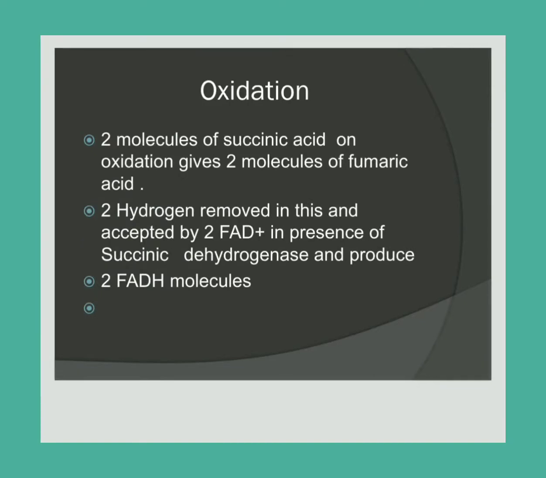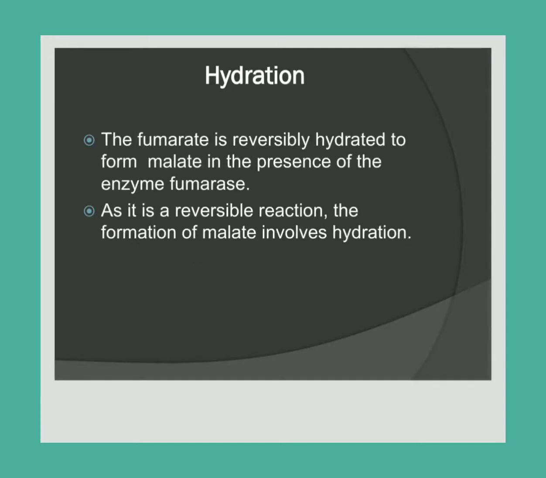Next, oxidation. The 2 molecules of succinic acid on oxidation give 2 molecules of fumaric acid. 2 hydrogens are removed in this and accepted by the 2 FAD, so they will become 2 FADH2 molecules, and this takes place in the presence of the succinic dehydrogenase enzyme. So fumaric acid is formed after this reaction, which is also a 4 carbon molecule. Next, hydration. Fumaric acid or fumarate is reversibly hydrated to form malate in the presence of the fumarase enzyme. As it is a reversible reaction, the formation of malate involves hydration. So here malic acid is formed.